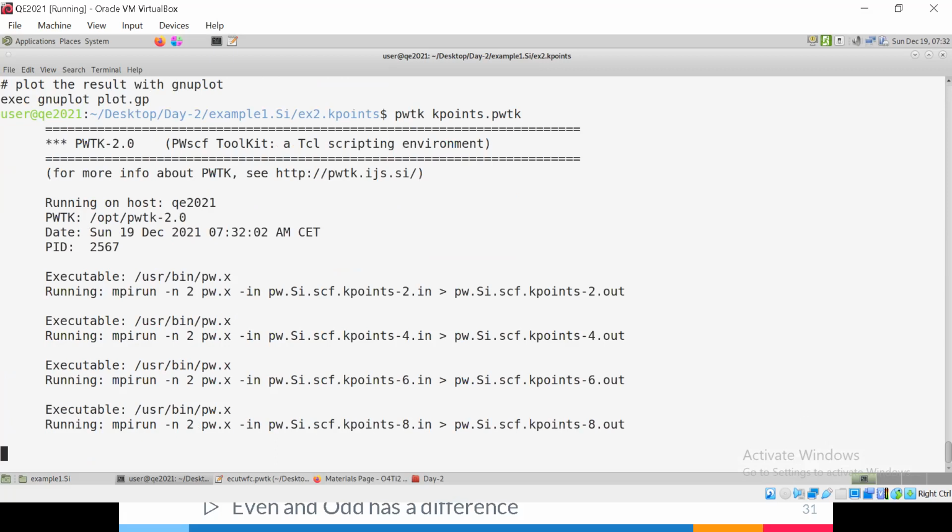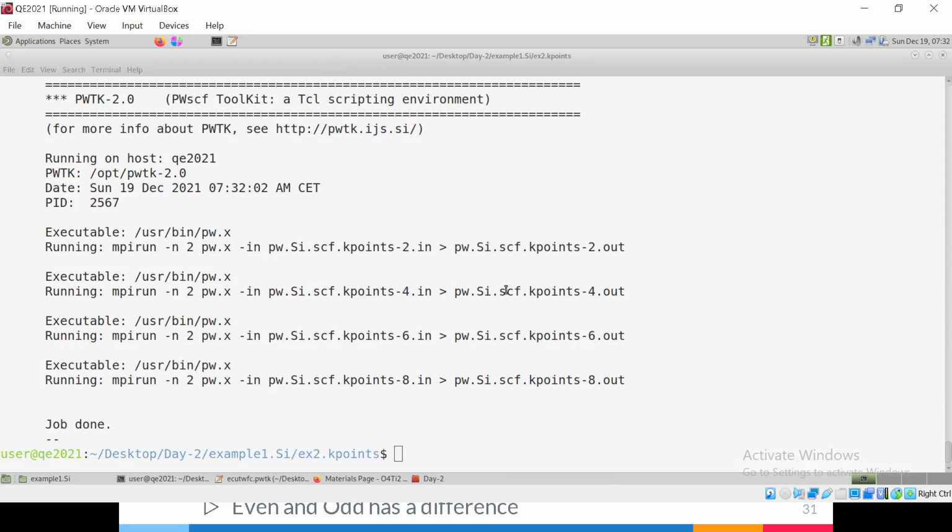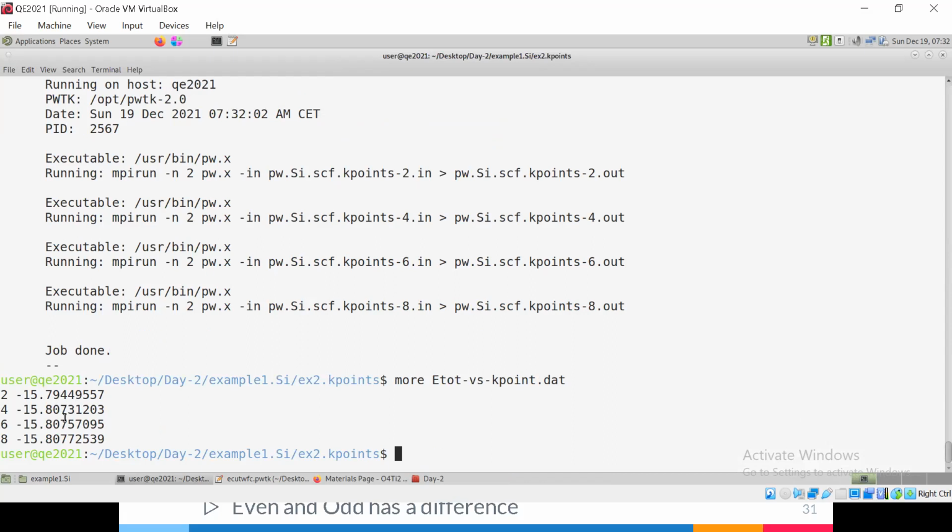So you just run this command, pwtk kpoints, and it will run that and plot it. You see from 2 to 4, there's a sharp decrease in the energy from 794 to 806 or below 806. After 4, you have a very small decrease to 6 and then to 8. I normally don't look at the graph; you have to look at the file. If you look at the energy convergence, the third decimal is reached at 4. So 4 is more than enough for this system. You don't have to go to 8. That's how you would do a K-point convergence. Again, you look at the energy and see whether it converged up to that point.